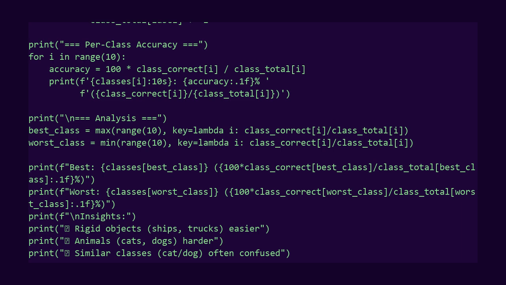Birds get around 72% accuracy. Decent. But birds in flight versus perched look very different. This analysis is valuable. It tells us rigid objects with distinct shapes are easier. Animals with varying poses are harder. To improve, we could get more animal images or use data augmentation.